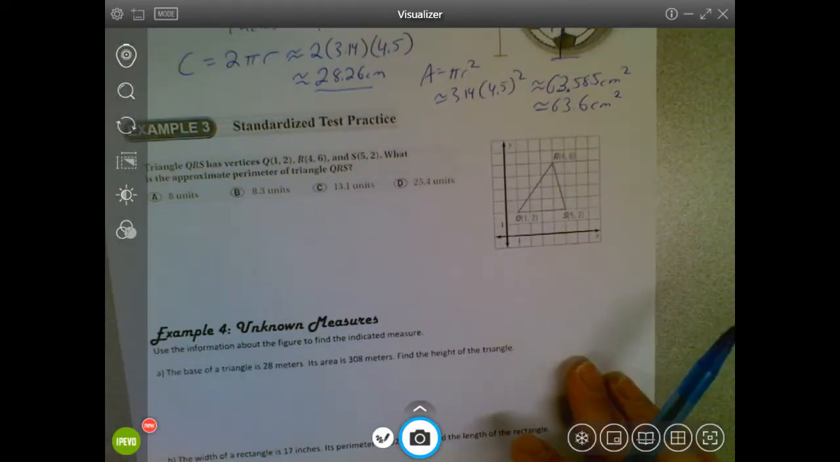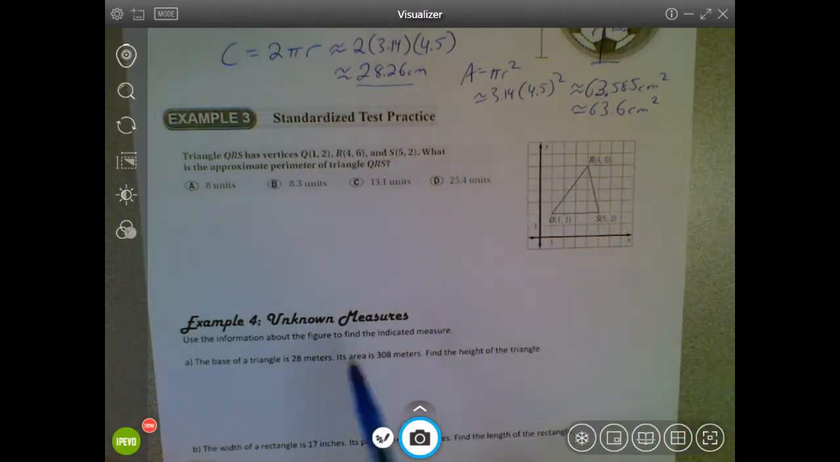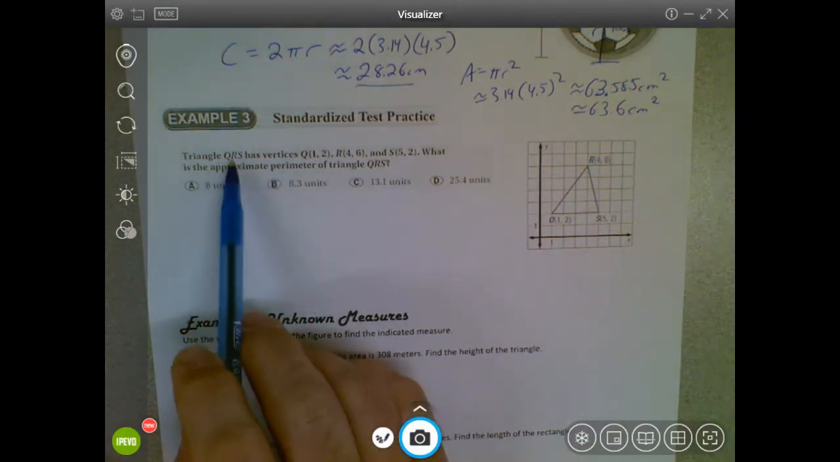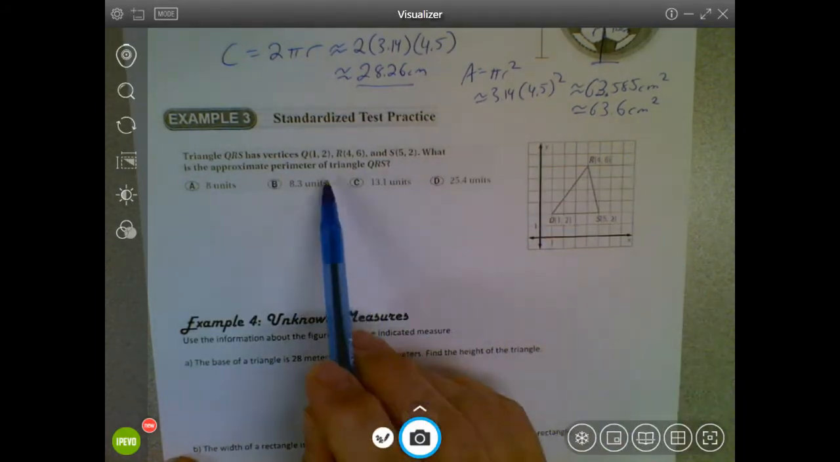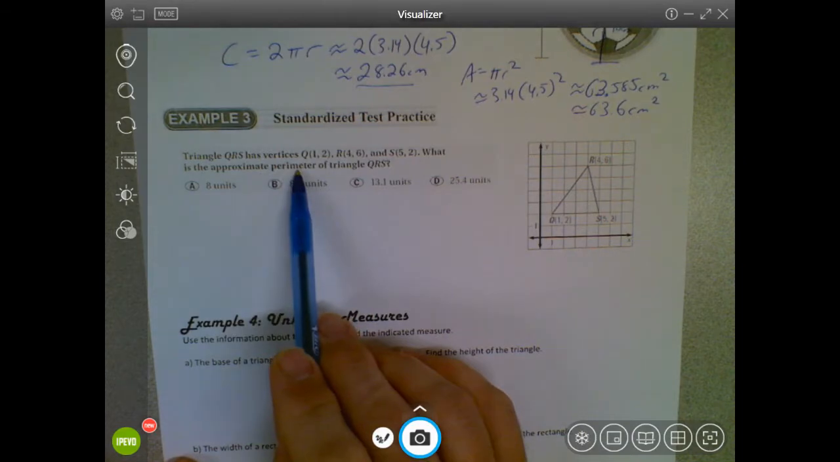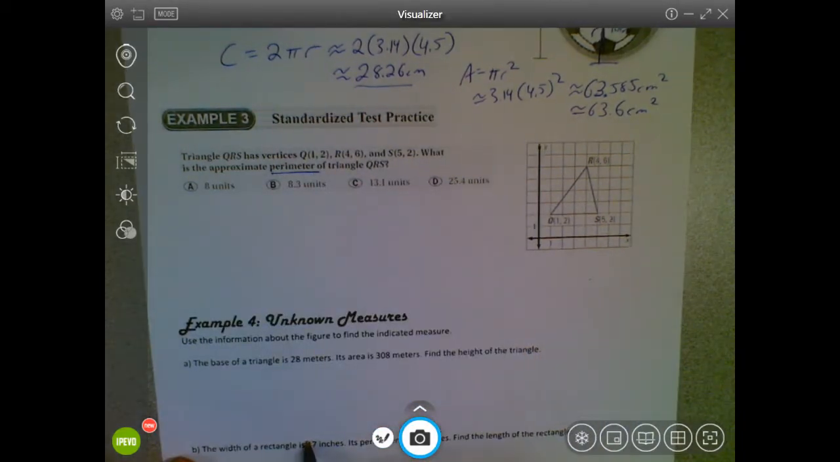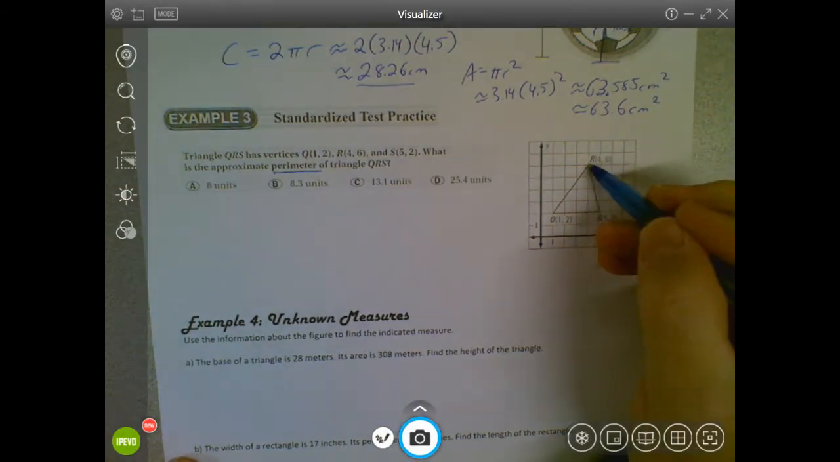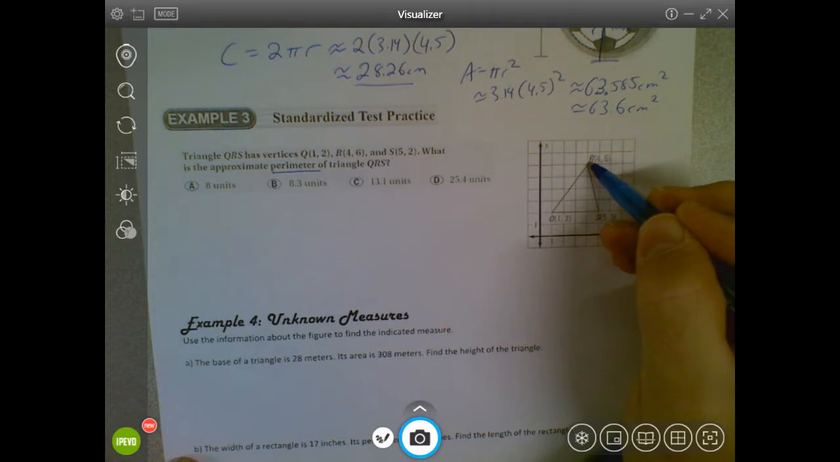Let's try one that looks a little different. This one's maybe SAT type or IXL type, or some other kind of standardized thing that you might be doing. So it's a good practice. They're giving us the coordinates of the triangle here, okay? And they're asking us to find the approximate perimeter of the triangle. So perimeter, of course, we need to figure out how far it is around the object. So I need to know how far it is here. I need to know how far it is here and how far it is here.